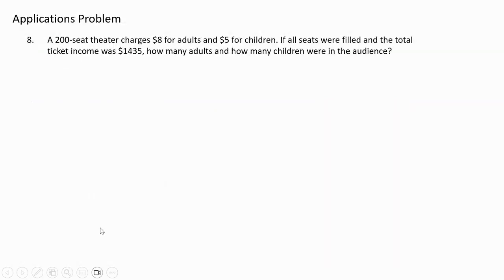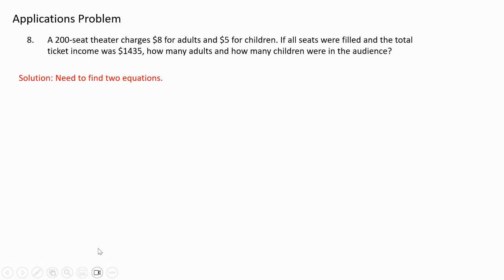Now, here's how you apply these types of problems in a word problem. Okay? Let's read it. A 200-seat theater charges $8 for adults and $5 for children. If all seats were filled and the total ticket income was $1,435, how many adults and how many children were in the audience?